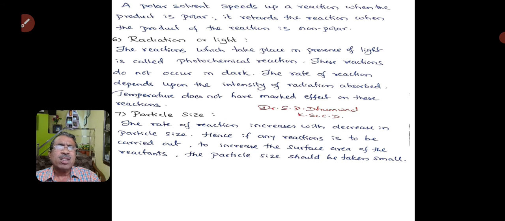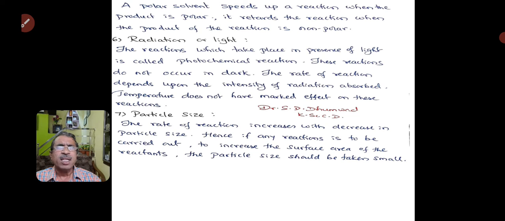Come to the sixth factor, that is radiation or light. The reactions which take place in presence of light are called photochemical reactions. These reactions do not occur in the dark. The rate of reaction depends upon the intensity of the radiation absorbed. Temperature does not have a marked effect on these reactions.